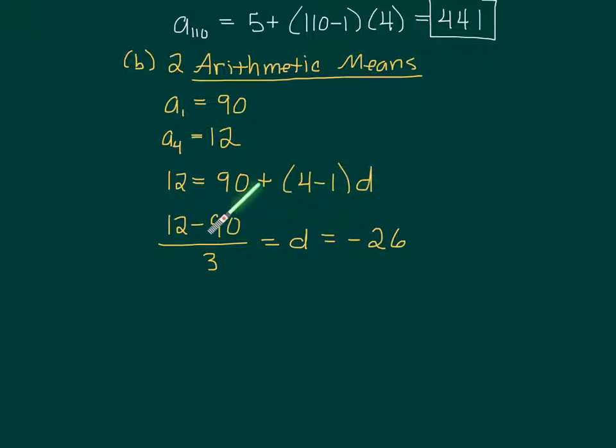Or you can use the formula, where here what we did, subtract 90 from each side, so that's where the 12 minus 90 is coming from. 4 minus 1 is 3, and we would divide by 3 to solve for D. That's why 12 minus 90 over 3 is D. Now that we have the common difference of minus 26, now we can just say A2 is 90 minus 26, which is 64, right? And A3 is 64 minus 26, which is what? 38. Yep. Done.